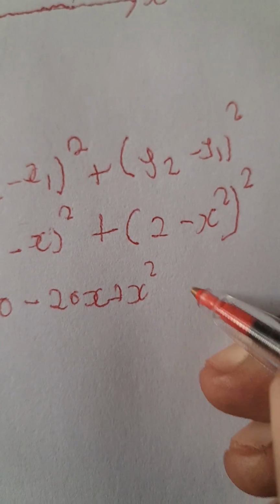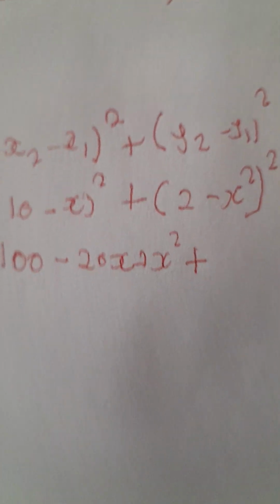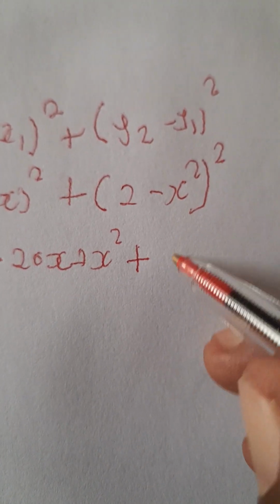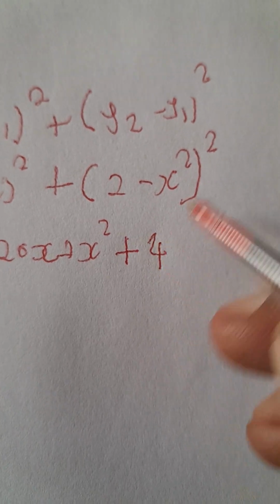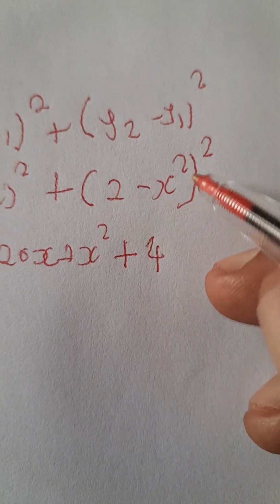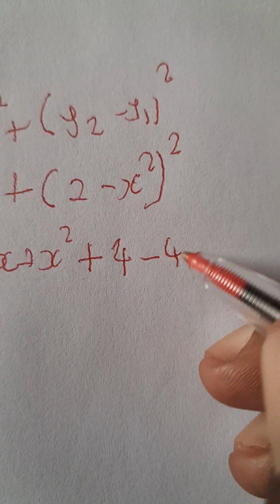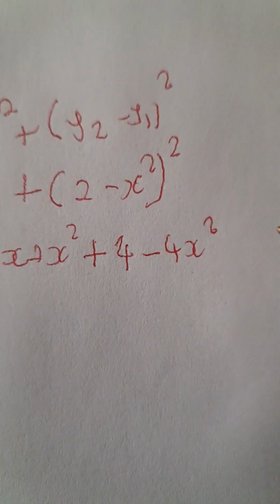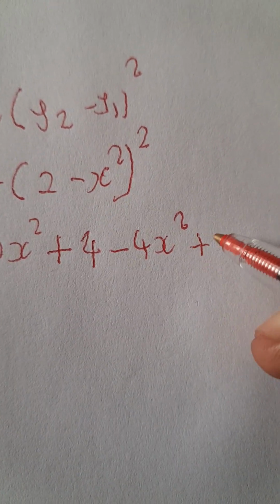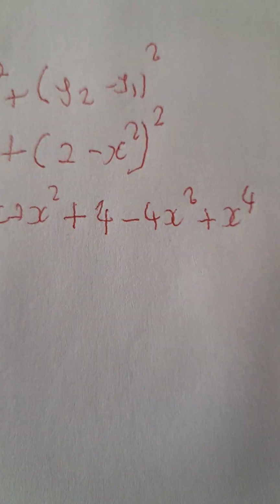From there, let's work out the second bracket. Square 2, it will be 4. 2 times 2 times x squared, it will be negative 4x squared. Square the last term, it will be x squared squared, which is the same as x to the power 4.